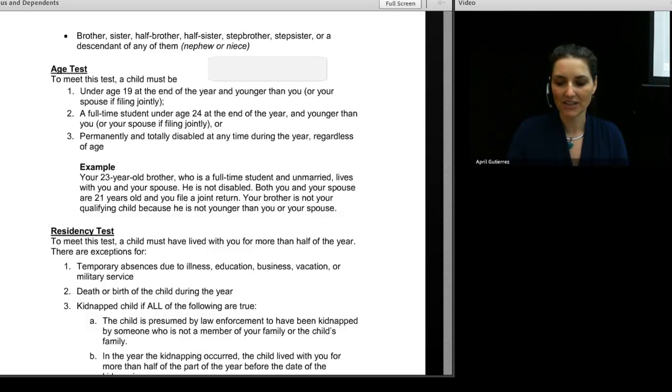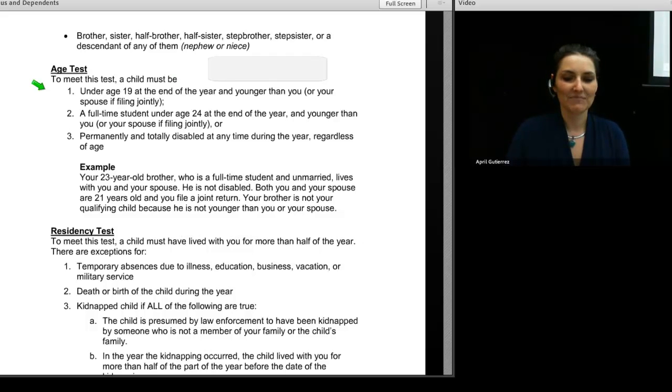I see Damien asking, so where is a boyfriend listed? Nowhere under qualifying child, because we're talking about the rules for qualifying child, and a boyfriend would never be your qualifying child. Now, a boyfriend could be a qualifying relative, but we're not talking about qualifying relatives, we're talking about qualifying children.